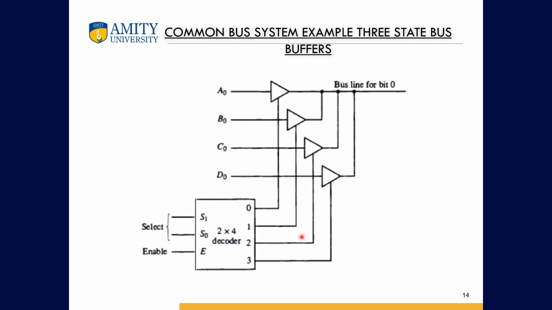We can draw a common bus system using three-state buffers for A0, B0, C0, D0. The 0th bits of A, B, C, and D are connected to tri-state buffers, which are connected to a decoder that is used as a control unit for the buffers. When the select lines are chosen accordingly, if the select lines are 0 0, the 0th bit is transferred, allowing the A0 bit to pass. Similarly, if it's 1 0, then the third bit is allowed to pass, causing C to become the open circuit, hence allowing C to pass.